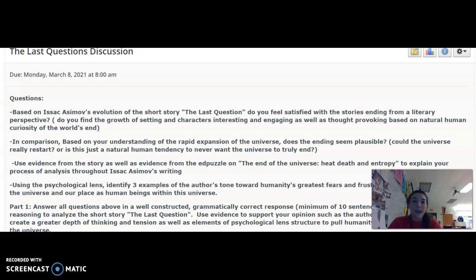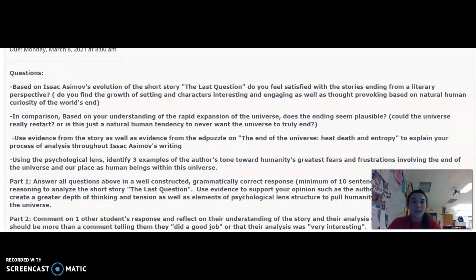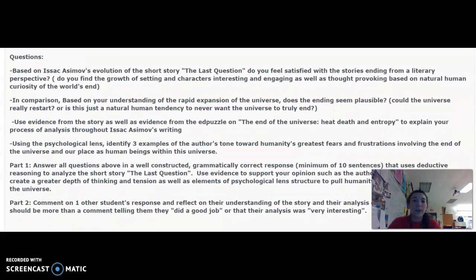Based on Isaac Asimov's evolution of the short story The Last Question, do you feel satisfied with the story's ending from a literary perspective? Do you find the growth of setting and characters interesting and engaging, as well as thought-provoking based on natural human curiosity of the world's end? Next question is, in comparison, based on your understanding of the rapid expansion of the universe, does the ending seem plausible? Could the universe really restart? Or is this just a natural human tendency to never want the universe to truly end?